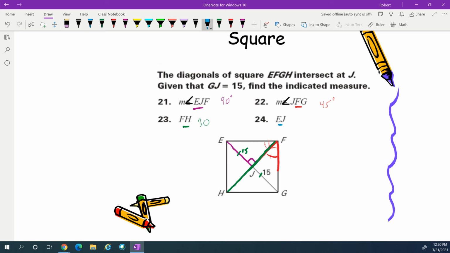And our last one here, EJ. Find it, EJ. We already labeled it. We actually did that to help us with the previous question. It is 15. Diagonals are bisected and the diagonals are congruent. So with a square, there's absolutely nothing new. We inherit all of the properties, all 10 of them, from the other parallelograms. All 4 are parallelograms. A square is a rhombus. A square is a rectangle. They are all parallelograms.